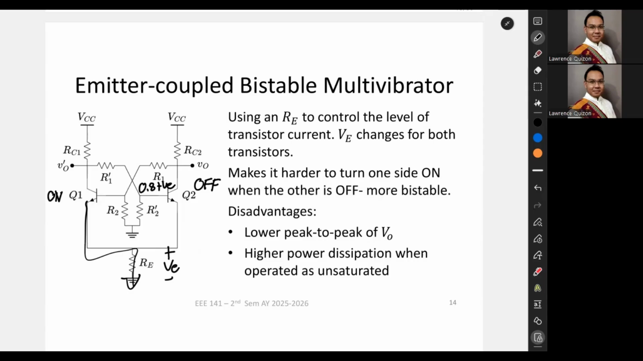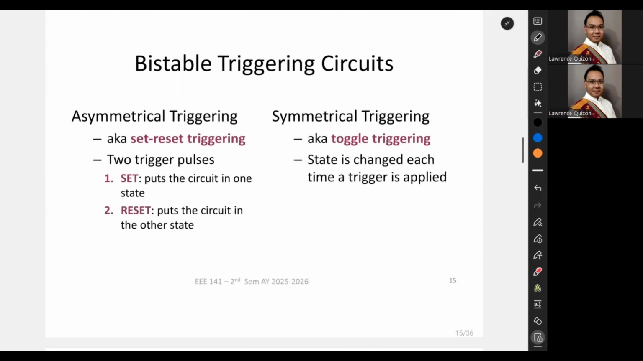In fact, this is not just an emitter coupled bistable multivibrator. This is something known as a Schmitt trigger circuit, and we can use this for other applications as well, so you can look into that yourself. Now that we know the implications and the topologies of bistable circuits, let's try to search for the bistable triggering mechanisms. How do we turn one state into the other manually if they're so stable?